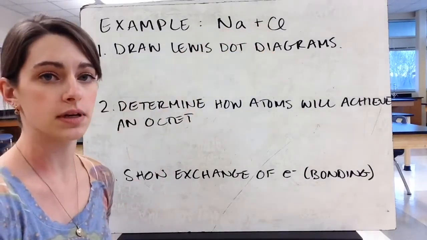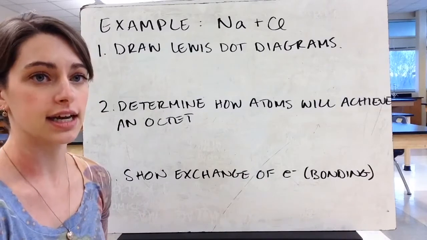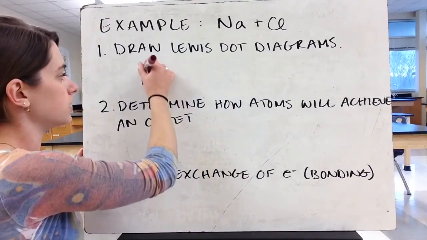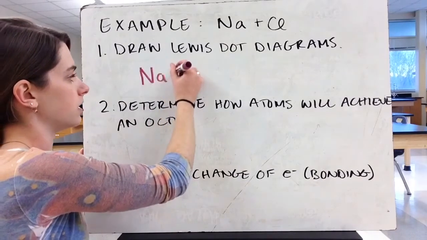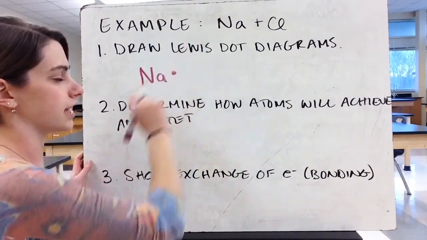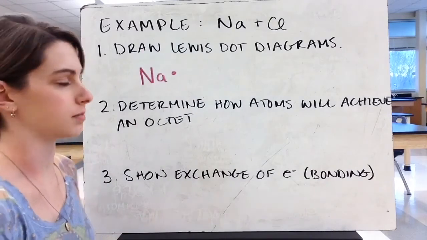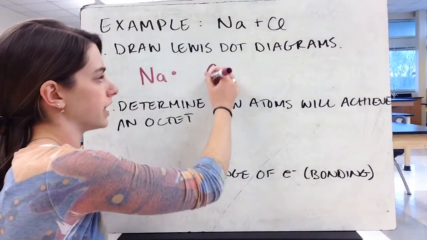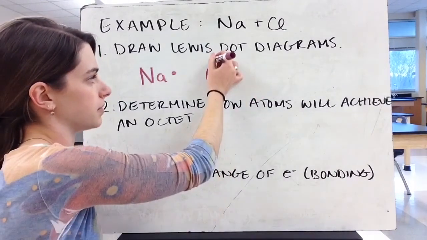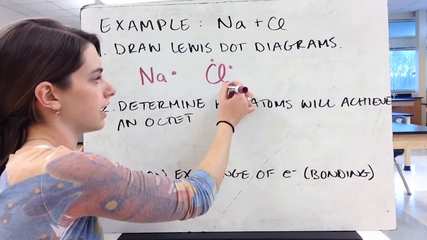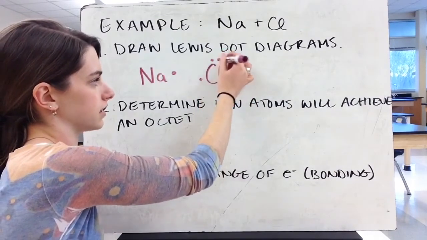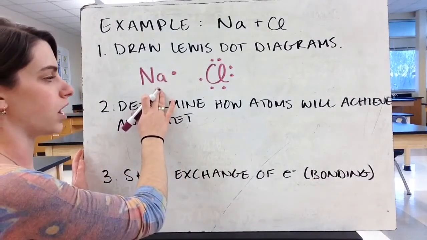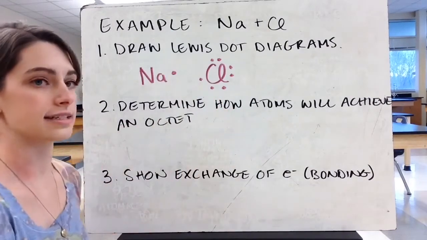Now, the first step to show ionic bonding is to draw their Lewis dot diagrams. Now remember, Lewis dot diagrams only show the valence electrons. Sodium, because of its location on the periodic table, we know has 1 valence electron. Chlorine, because of its location on the periodic table, we know has 7 valence electrons. So we have our sodium with 1 valence electron, and our chlorine has 7.